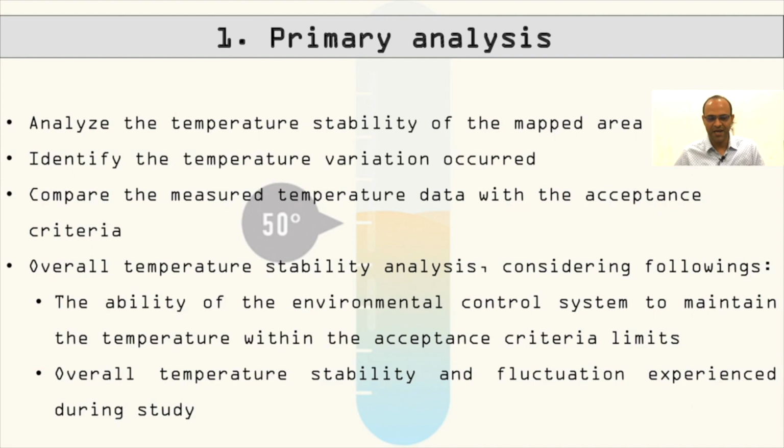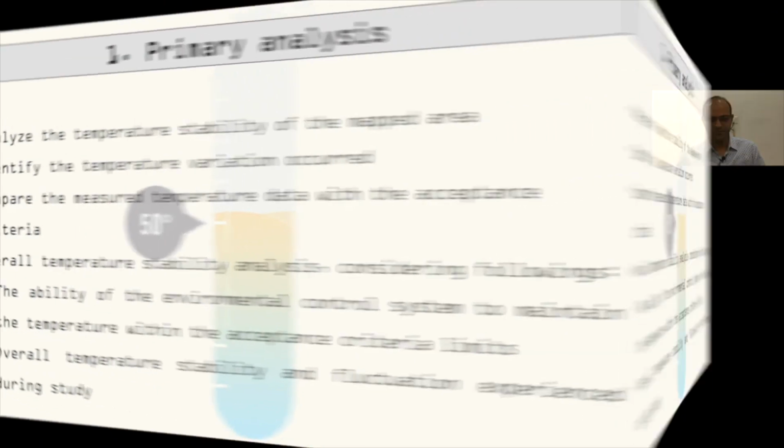Now let us discuss the analysis. The primary analysis includes analyzing the temperature stability of the mapped area, identifying the temperature variation that occurred, and comparing the measured temperature data with the acceptance criteria. If you have defined the acceptance criteria, you should compare that with the results. Consider the following in the overall temperature stability analysis: the ability of the environment control system to maintain the temperature within the acceptance criteria, and the overall temperature stability and fluctuation experienced during this study.